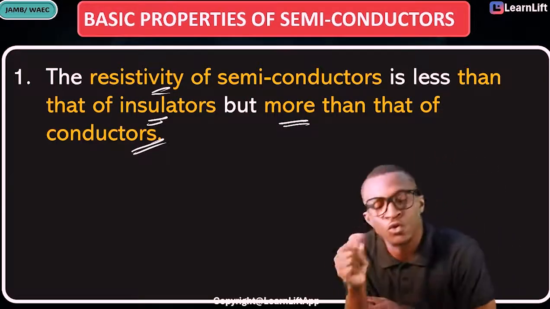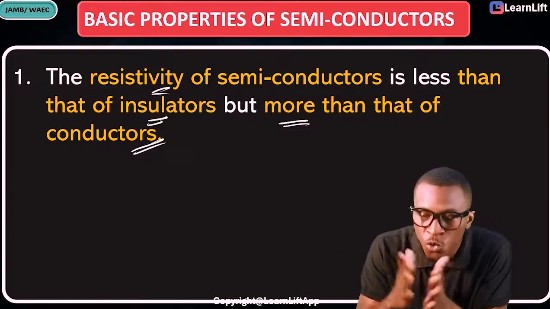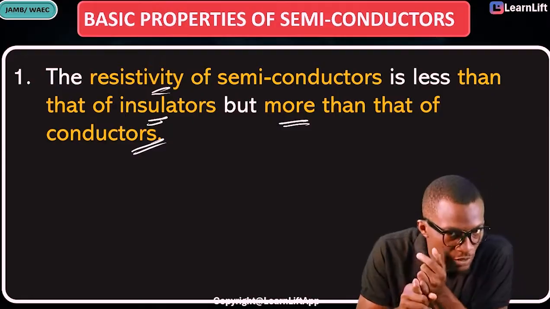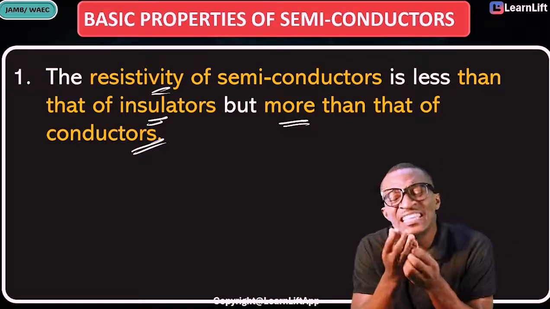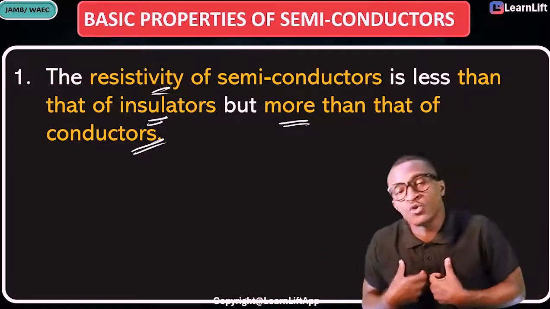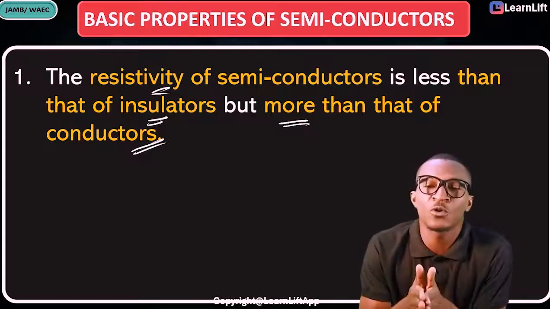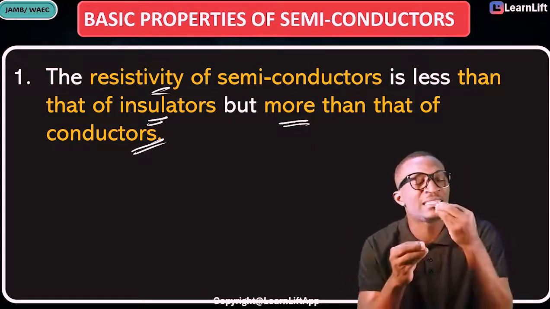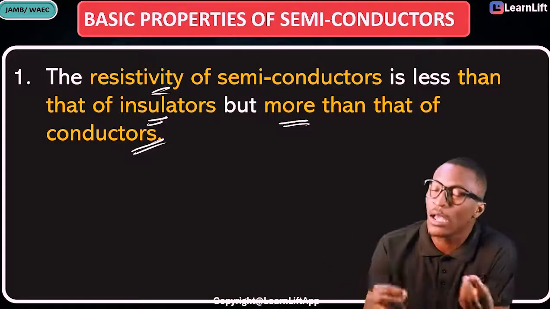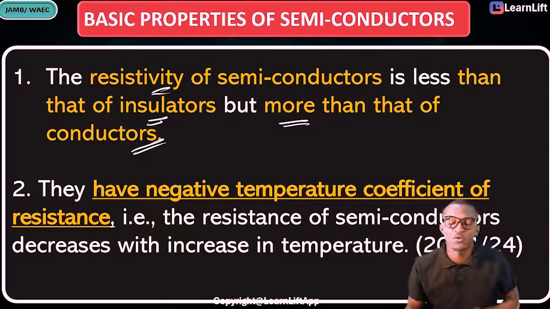So the first property of semiconductors is that the resistivity of semiconductor is less than that of insulator, but greater than that of what? Conductor. If you don't understand it, pause it and imagine what I'm saying. Who has the highest resistivity? Insulator, right? Who has the least resistivity? Conductor. Because for you to conduct, it means your resistivity is what? Low. So what are semiconductors? They are between them. So that means their resistivity is less than that of insulators, but greater than that of conductors. Do you understand?